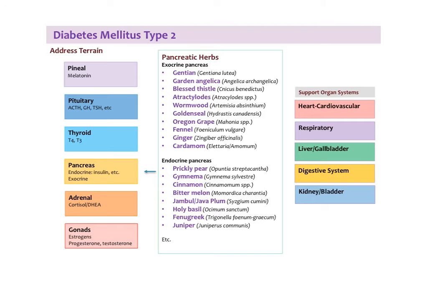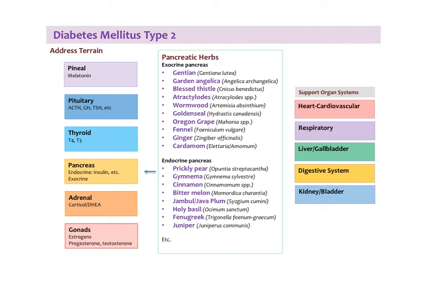Now, choosing herbal therapy for diabetic patients is a complex matter, and I can only cover a little aspect of it here. But suffice it to say that we can start, as a first starting point, with herbal therapy using herbs that address either the exocrine or the endocrine pancreas. So exocrine pancreatic herbs would all increase pancreatic enzyme secretion.